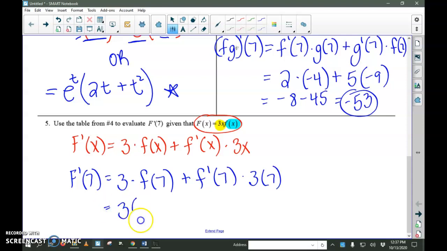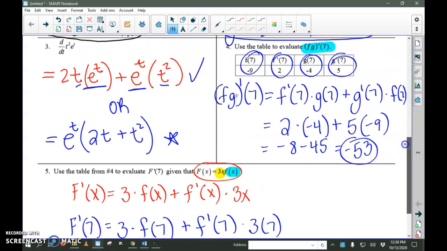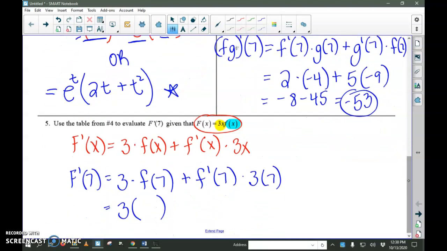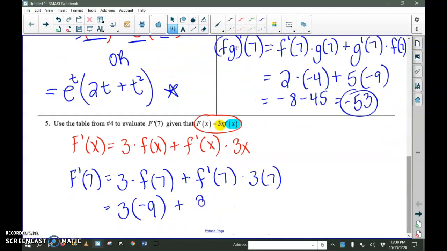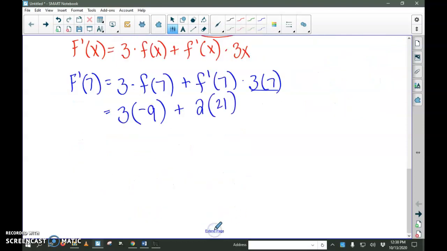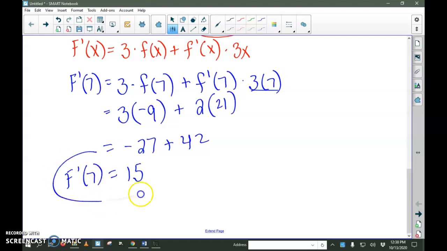And I'm going to use my table to fill in these pieces. So f of 7, looking at my table, is negative 9, plus f prime of 7, looking at my table, is 2, times 3 times 7, which is 21. So this gives me a negative 18 plus 42. Oh, my bad, sorry, negative 27. Happens to the best of us. Plus 42 gives me 15. So capital F prime of 7 is 15.